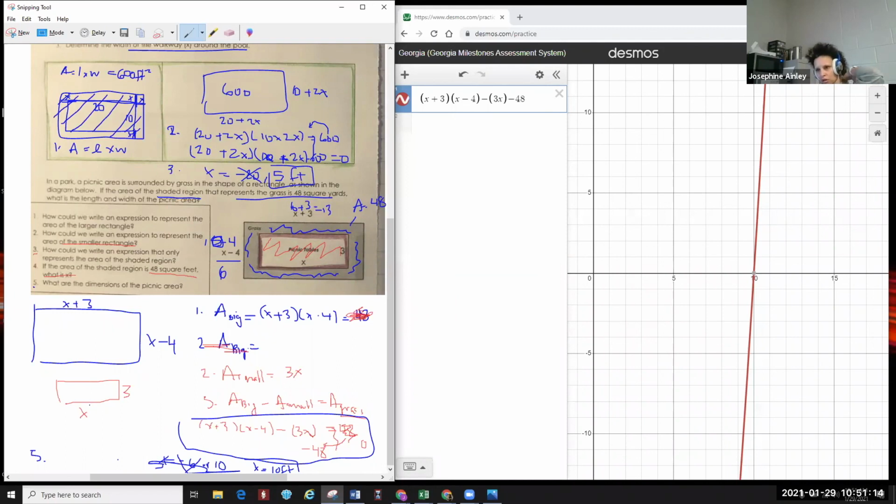So the width of the whole picnic table and the grass is 6 feet. And go ahead and put in your units, feet, whatever it is that they're talking about. And your length is 13 feet. All right, and that's pretty much it. So context problems is just about drawing a picture so that you can understand what's actually going on in the problem.